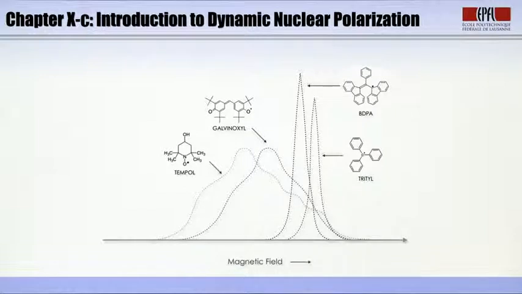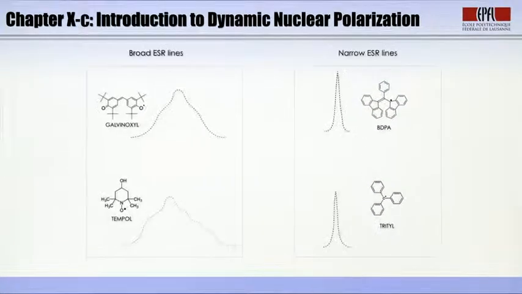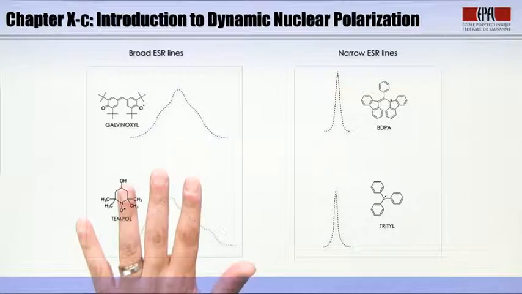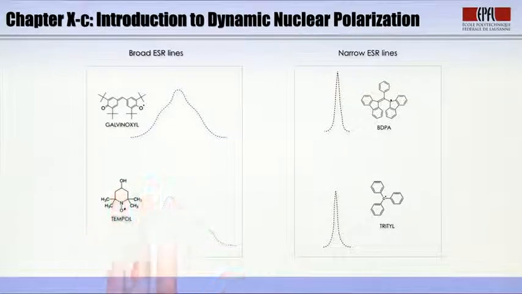It is interesting to see that these molecules have very different ESR spectra because the electron has a different coupling with surrounding nuclear spins, but also because it has different g anisotropy. We can separate these radicals in 2 classes, those with broad ESR line, such as tempol and galvanoxyl, and those with narrow ESR lines, such as BDPA and trityl radicals.